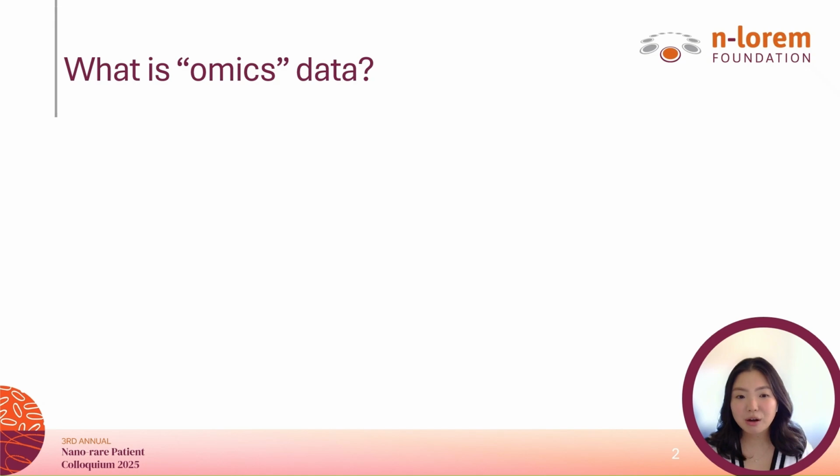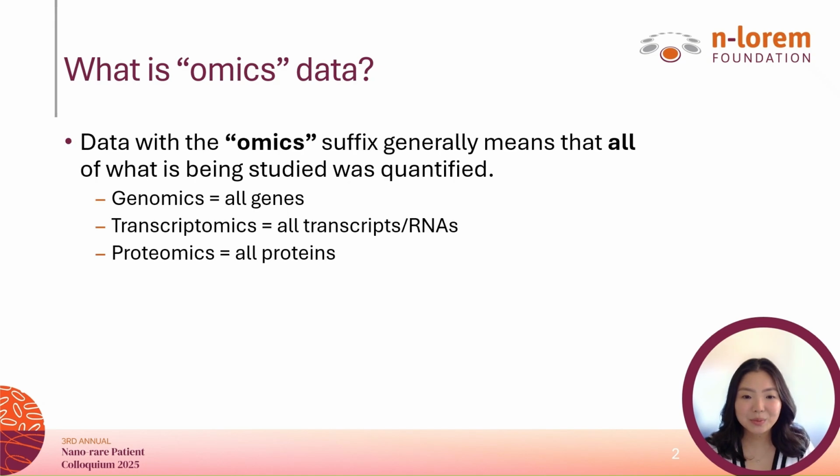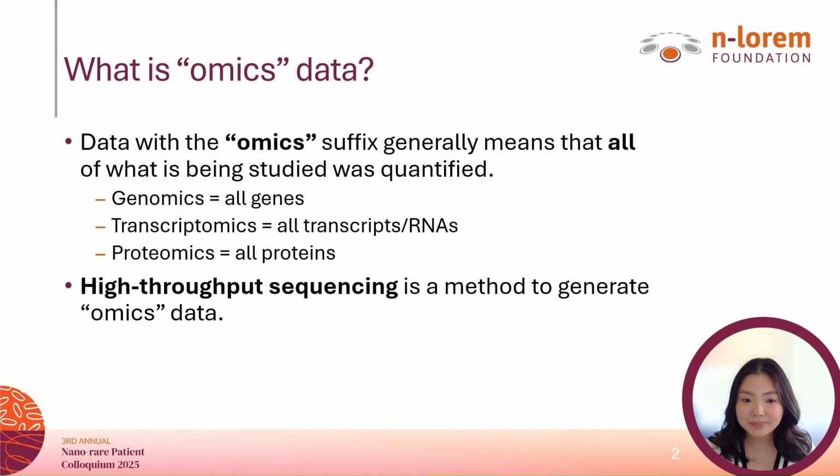So I want to first start off with what is even omics data. Datasets where you have the omics suffix is going to generally mean that all of whatever was being studied was quantified. For example, a genomics dataset means that we should have information for all the human genes. Transcriptomics, all transcripts or RNAs, and proteomics, all proteins.